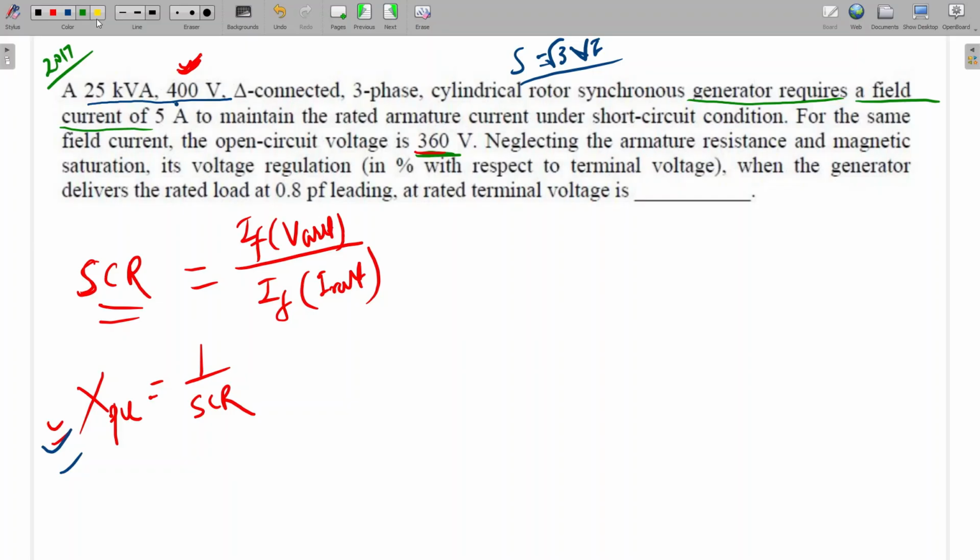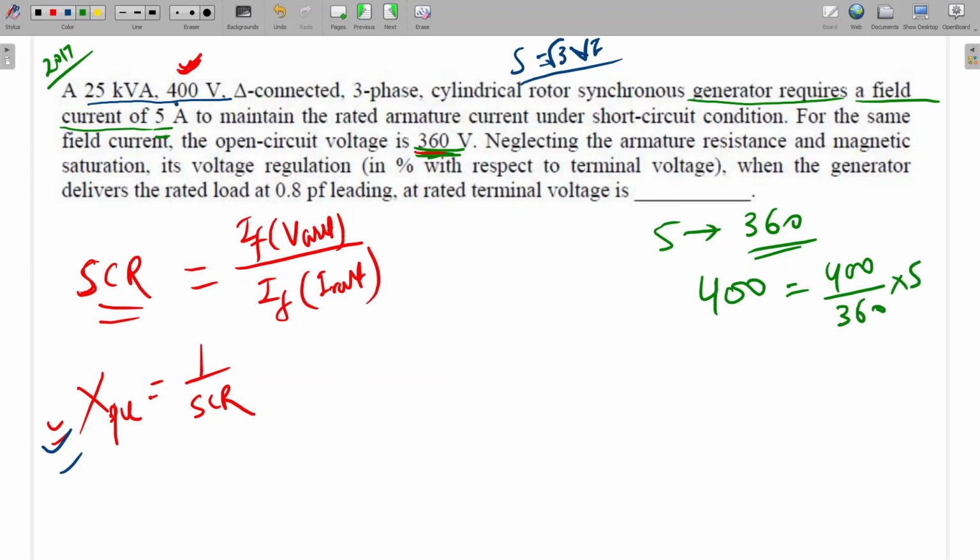So see this, 360 volt for 5 ampere. So 5 ampere is producing 360 volt. For 400 volt, how much is required? 400 by 360 into 5, that is 5.55. Is it correct? How much field current is required for 400 volt? 5.55. So it will be 5 by 0.9, I think. Is it clear? 5 by 0.9.